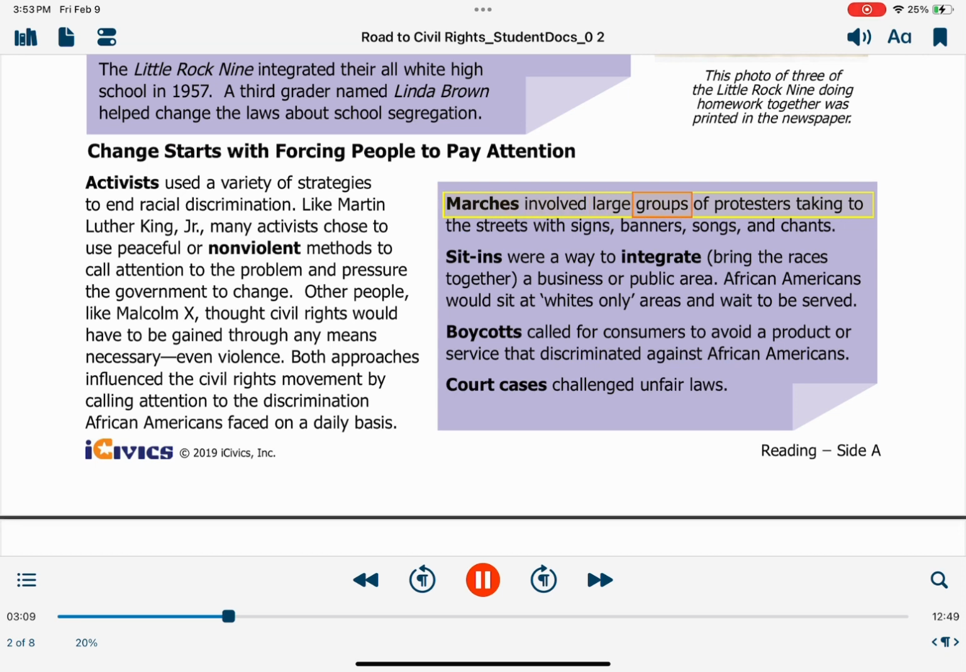Marches involved large groups of protesters taking to the streets with signs, banners, songs, and chants. Sit-ins were a way to integrate, bring the races together, in a business or public area. African Americans would sit at whites-only areas and wait to be served. Boycotts called for consumers to avoid a product or service that discriminated against African Americans. Court cases challenged unfair laws.